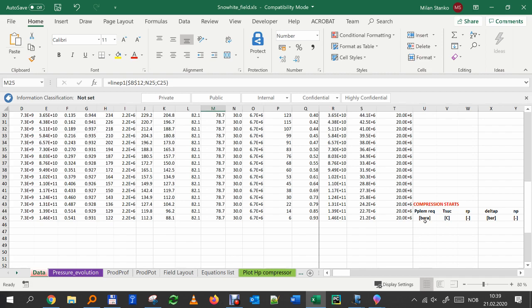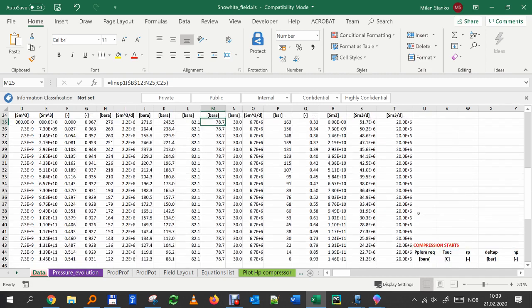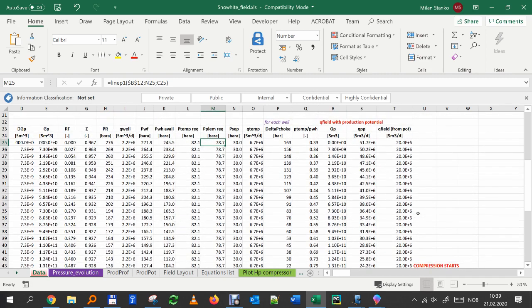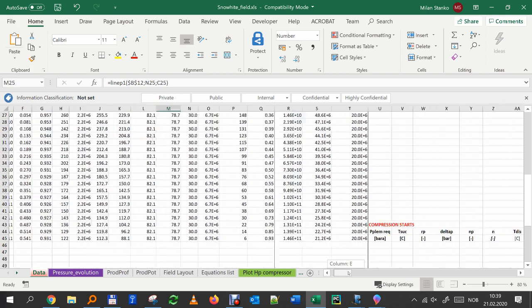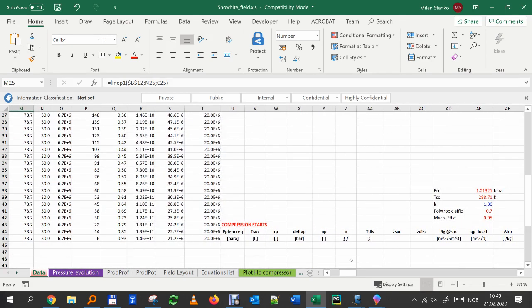Now we have to expand this, keeping this constant rate, but now making the equilibrium point at the compressor station, before the compressor station and after the compressor station. Okay, I call that P-plane required, and now P-plane available. Now this one will be the available pressure at the plane or at the suction of the compressor. Okay.